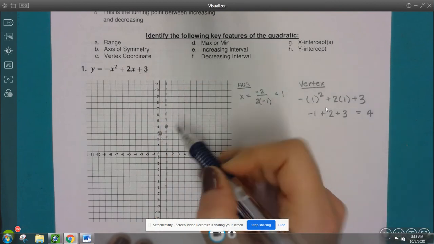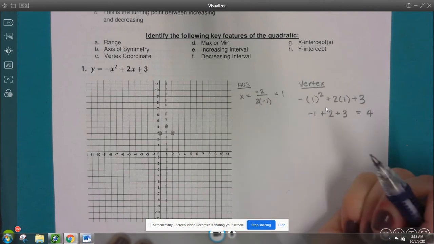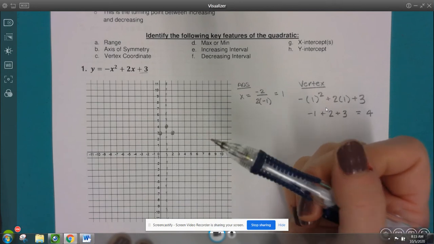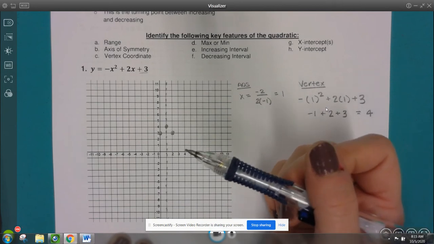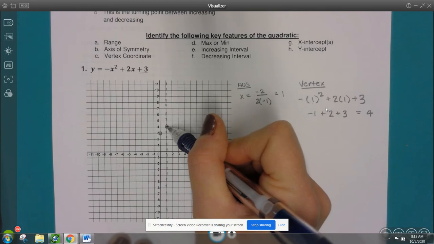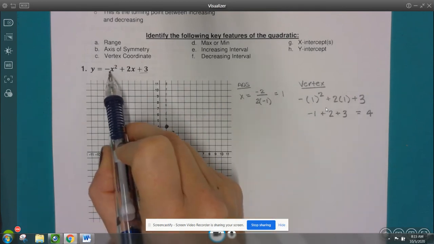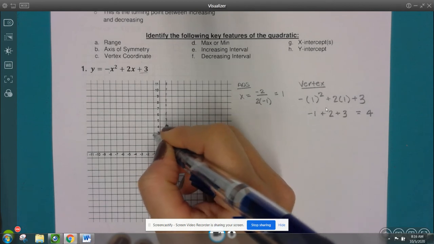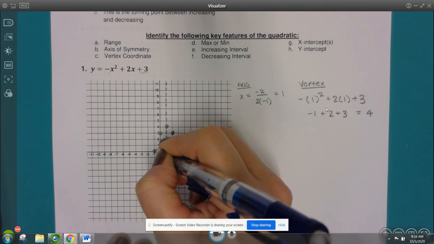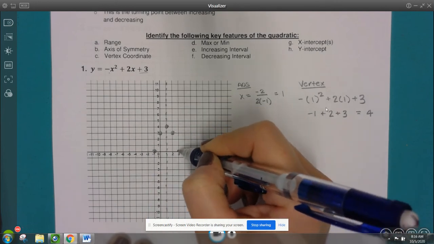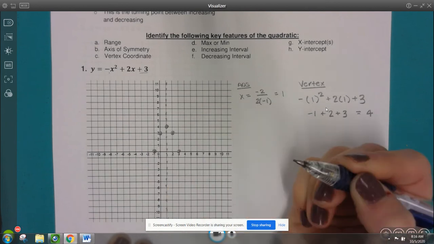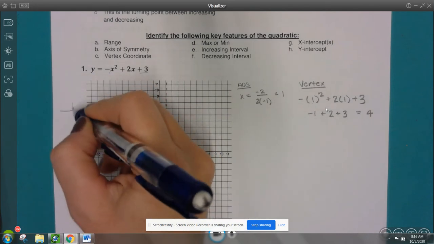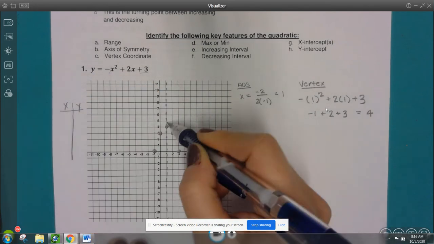So I can reflect this point over here. Now, if you think about the change that we see in a quadratic function from my vertex, as long as a is 1, I'm going to go over 1 and down 1, and then over 1 and down 3. So this is also actually super helpful because it's going to help me find my x-intercepts.